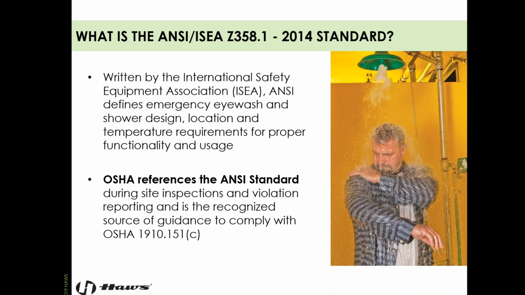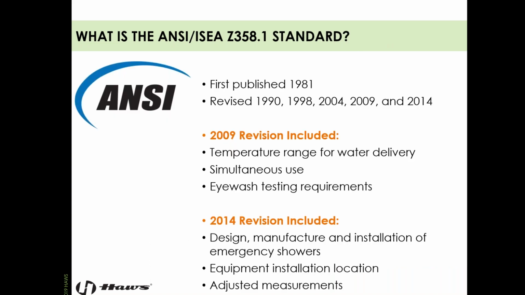They've never officially adopted it, but they do that a lot with standards, because they have their own 1910.151(c). But what they do, officially through their site and through their inspectors, is tell you that if you want to comply with OSHA 1910.151(c), you have to look at ANSI Z358.1. And that's why this document ends up being so important to us. So the ANSI standard was first published in 1981. It's been revised 5 times since, in 1990, 98, 2004, 2009, and 2014.